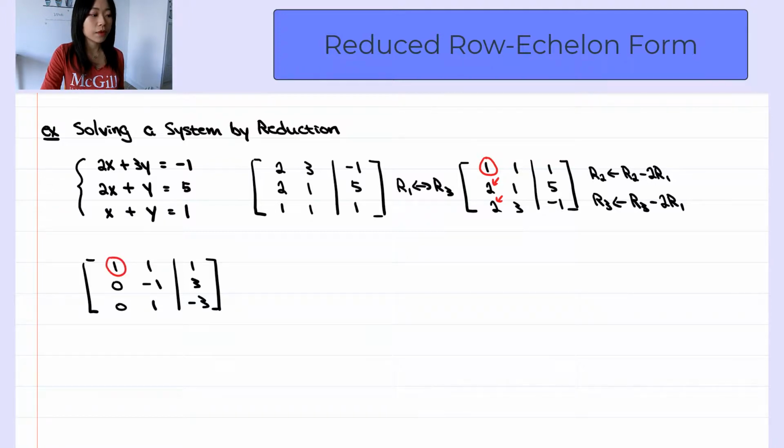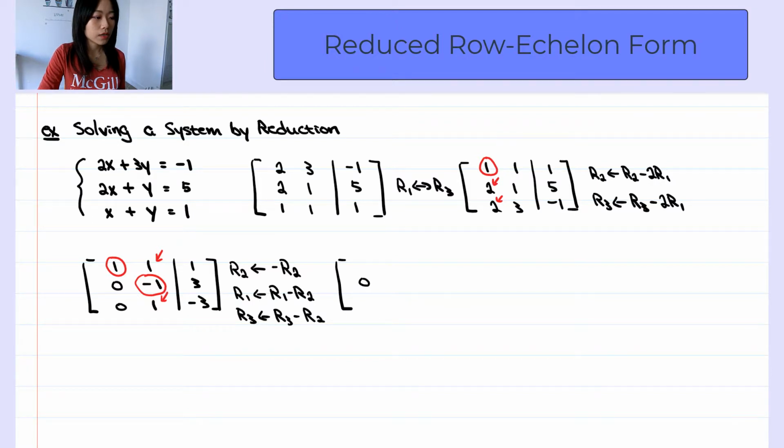So now I have my first leading entry, and in the same column, all the other entries are 0. Now in the second row, the leading entry is negative 1. So I want to make it into 1. To do that, I can replace row 2 by the negative of row 2. Furthermore, I would like to eliminate the 1. So I'm going to replace row 1 by row 1 minus row 2, and row 3 is replaced by row 3 minus row 2. So the second row is now 0, 1, and negative 3.